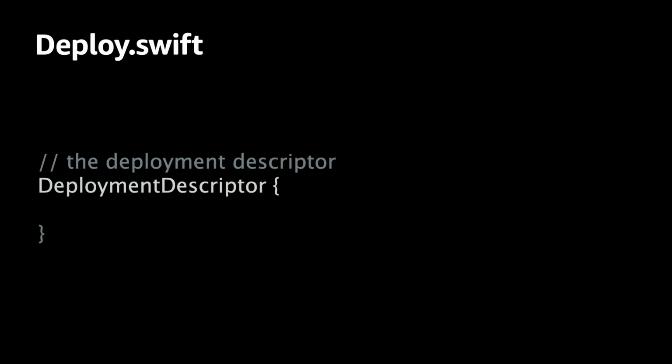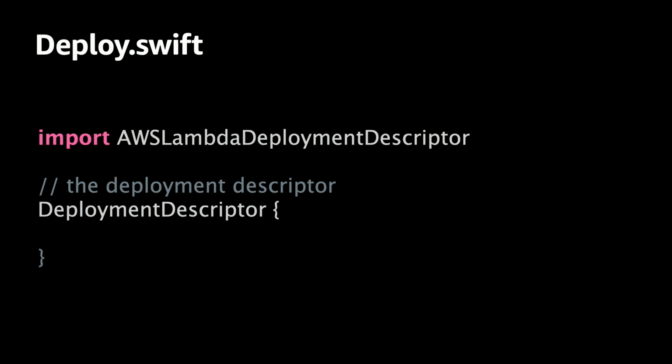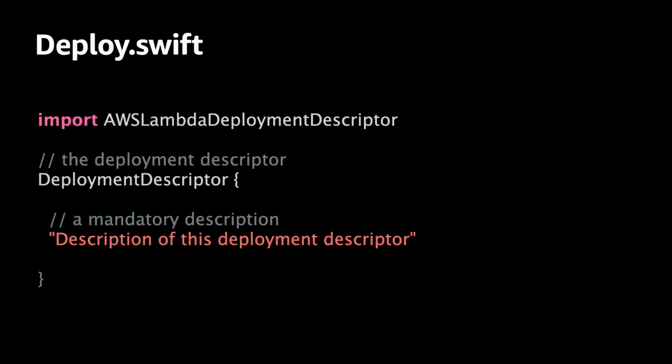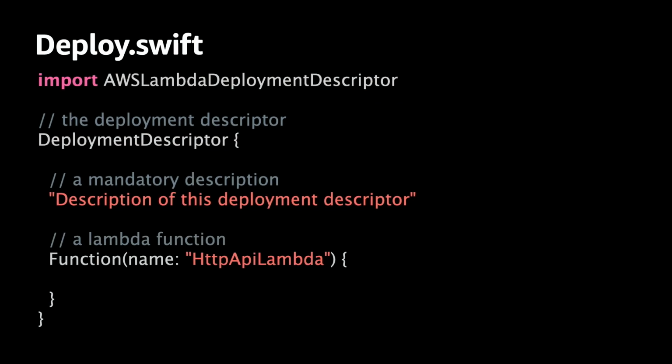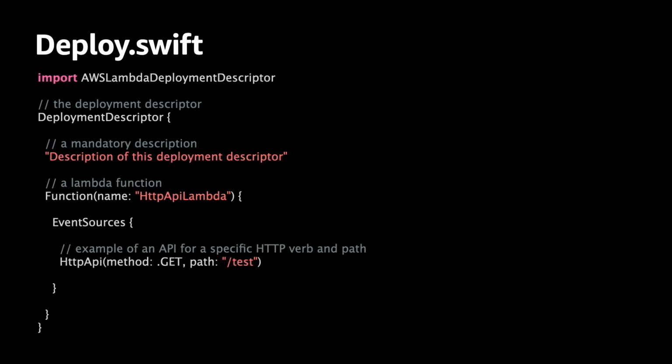So let's have a look at that in the detail. You start with deployment descriptor. Of course, you need to import a library that defines all these structs, so AWS Lambda deployment descriptor. Inside the deployment descriptor, you add a description of your deployment descriptor. You add one or several functions, and you give your function a name. Then you tell us how you want this function to be invoked. So you add an array of event sources for each function. In this case, the event source is an HTTP API that will accept HTTP GET on the path /test.